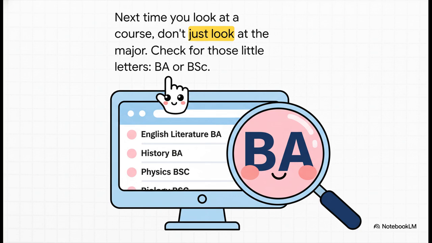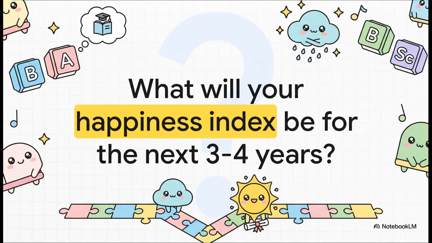So here's your mission. The next time you're scrolling through a university website, don't just stop at the name of the major. Look past it. Find those little letters, BA or BSc, because that's what's telling you the real story. Because ultimately, those little letters are a powerful clue. They can help you predict your own happiness index for the next 3 or 4 years. So, are you going to set yourself up for a struggle against your own nature? Or are you going to choose the path where you can really, truly shine? The choice is all yours.